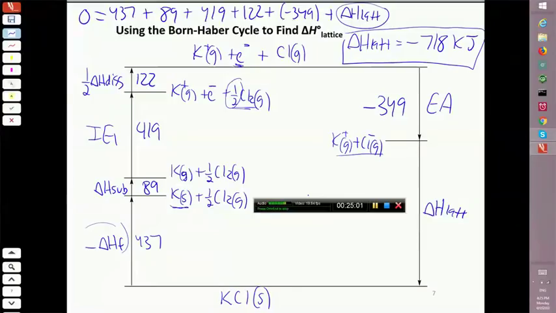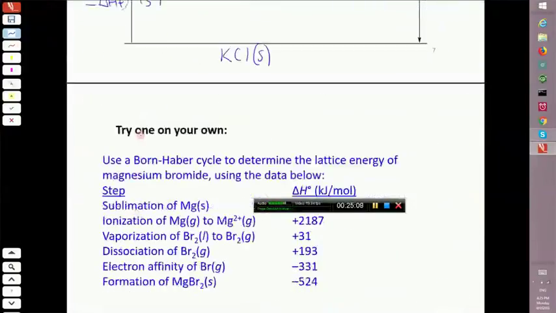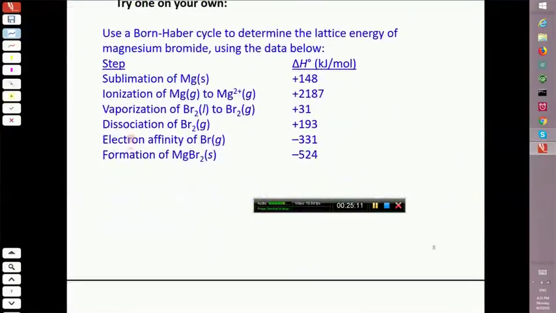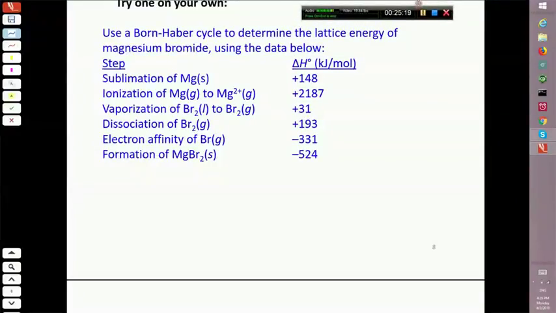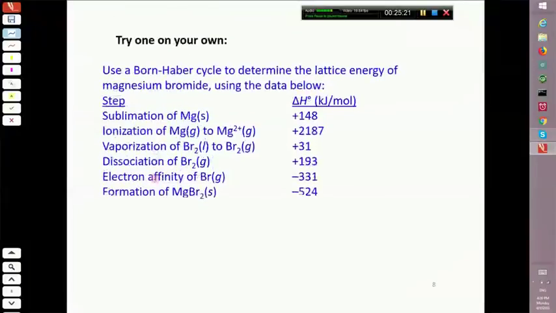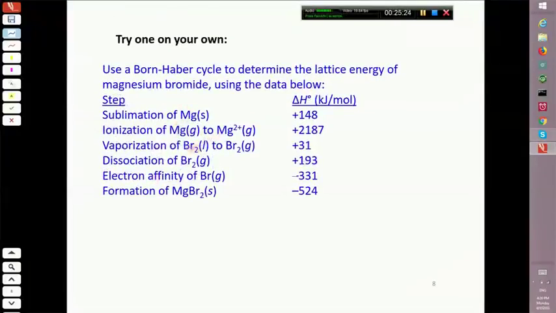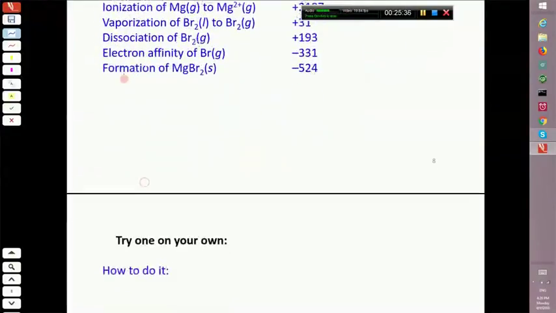So we're going to just work through one more example of this, and then I'll set you loose on the homework to try it yourself. So let's do it for MgBr2, magnesium bromide. So the way that these are going to often be set up is we're going to ask you to find the lattice enthalpy, and we give you a bunch of other terms that you're going to need to solve that. So we give you the sublimation energy, ionization energy. In this case, we need vaporization as well, as we'll see, dissociation, electron affinity, formation, all these different steps that are going to be involved in our cycle to find the lattice energy of magnesium bromide.